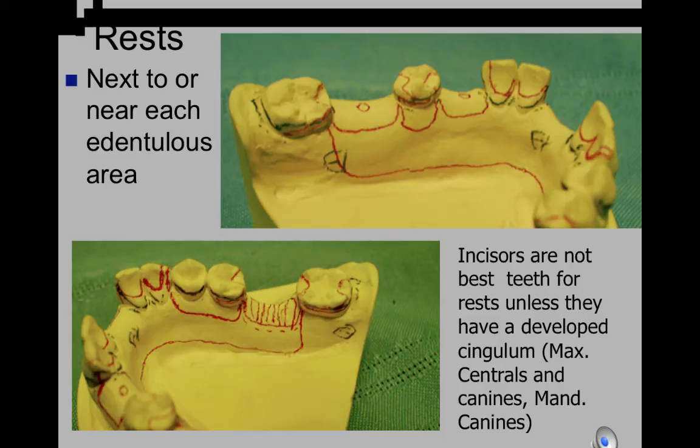arch. Each clasp assembly has to have a rest, a direct retainer, reciprocal component, and usually a guide plate or a minor connector going up into that area. So all of those things should be looked for when you're choosing your rests.